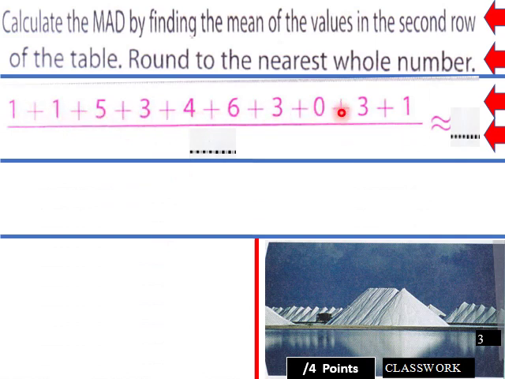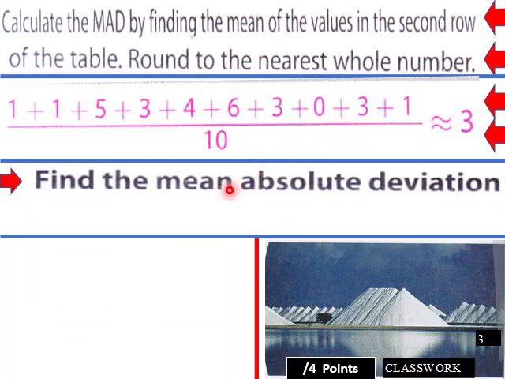We add all these together, divide again by 10, and we end up with 3. So the mean of the mean, or the mean of the distances from the mean, is actually 3. This is our number here for distances from the mean.